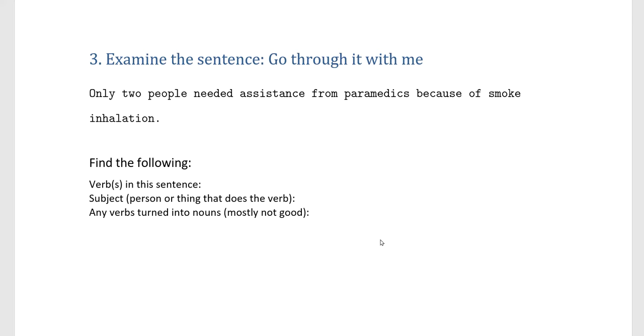Now let's examine the sentence together. So if we look through here, we've got needed, that's a verb, to need. And if we look through the rest of the sentence, there aren't any more verbs. So we've got to need. So who's doing the needing? Well, it's only 2 people.